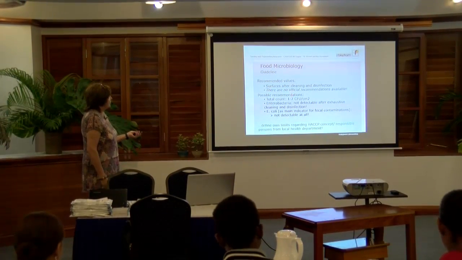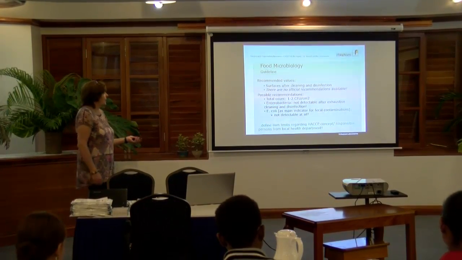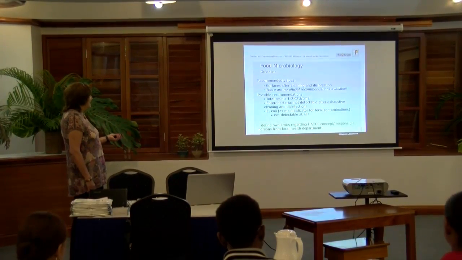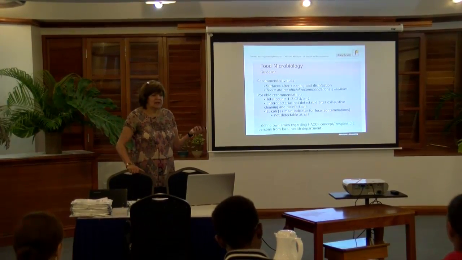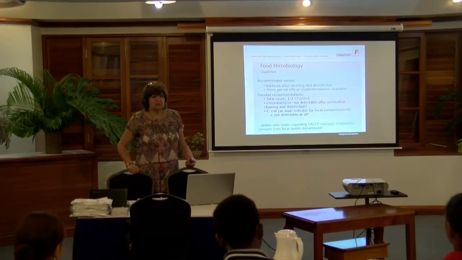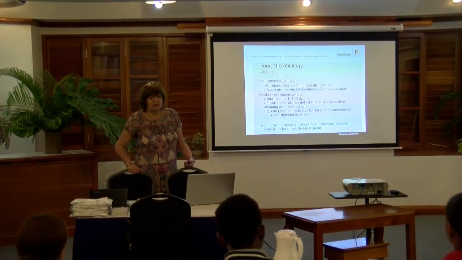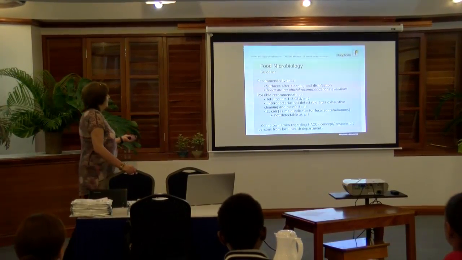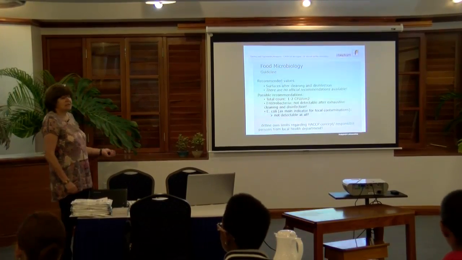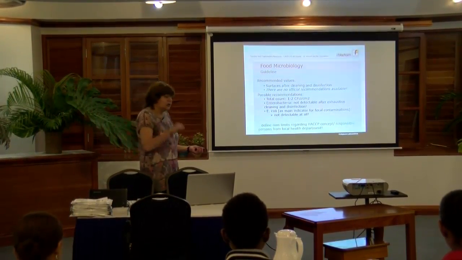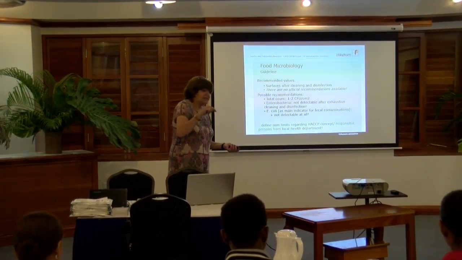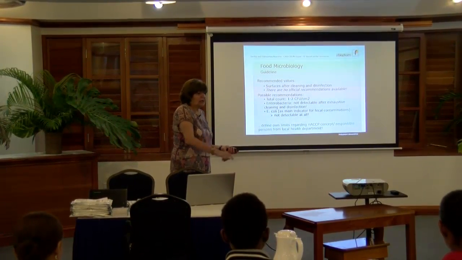Possible recommendations for total count: less than 1 per square centimeter. Enterobacteria, not detectable. In this case, enterobacteria are contamination of guts, so you don't need to have enterobacteria. E. coli, not detected at all. You shouldn't have E. coli, and you should clean and disinfect to eliminate all E. coli.